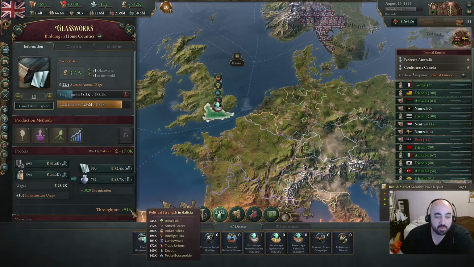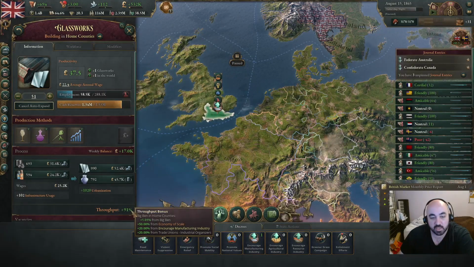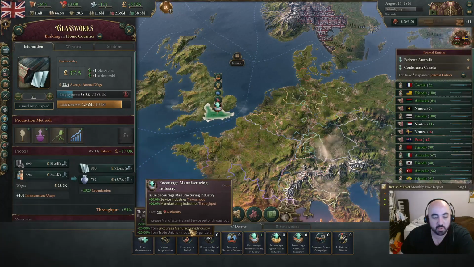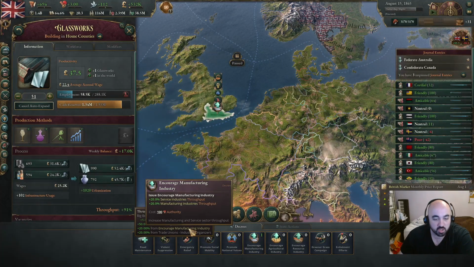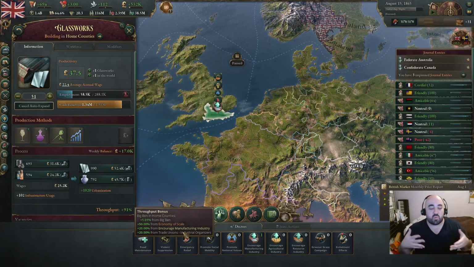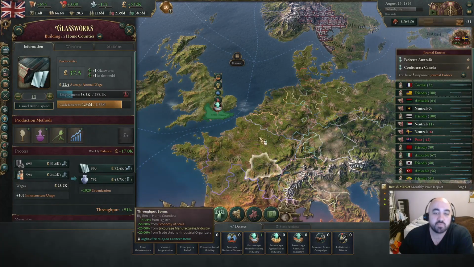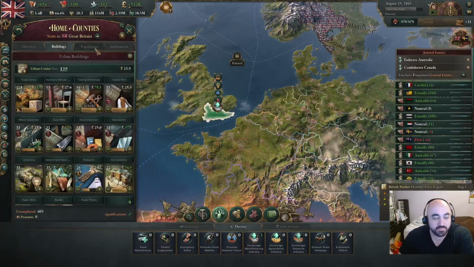And you will also have a massive throughput bonus. In this case, we are encouraging manufacturing here in the capital. The more places you encourage manufacturing, the more expensive it is in terms of authority. In theory, you would want to have just one manufacturing center and just build it up infinitely tall and then encourage manufacturing there, which raises the question, why can't you just do that? The problem is a modifier.